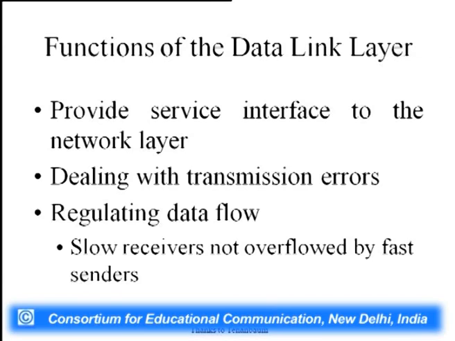Another function it has to do is dealing with transmission errors. If there are errors in the transmission, they must be taken care of. That is another function which the data link layer should perform. Then, as I said, the regulation of the data flow, because slow receivers should not be overflowed by a fast sender, or the receiver should not be underutilized, and so on and so forth.